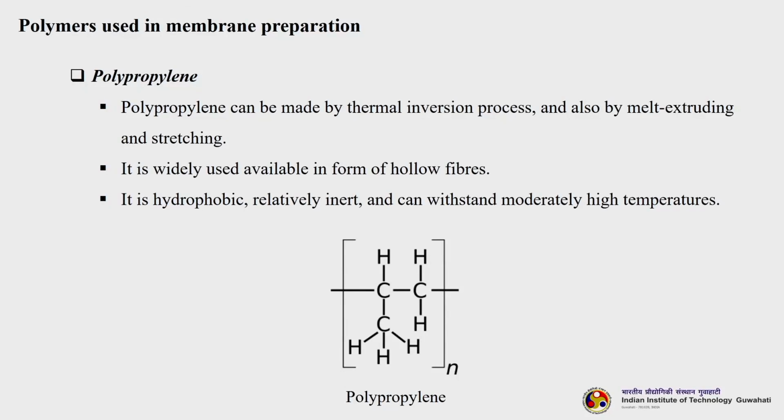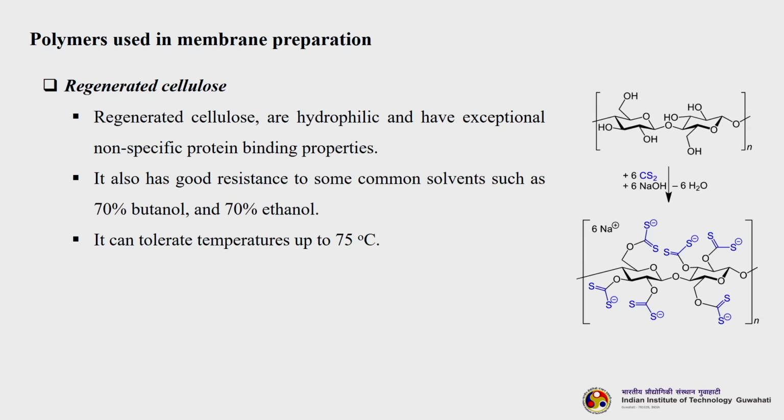The next class is polypropylene, PP. The polypropylene can be made by thermal inversion process and also by melt extruding and stretching. It is widely available in the form of hollow fibers, and it is hydrophobic, relatively inert, and can withstand moderately high temperatures. So, the next class is regenerated cellulose.